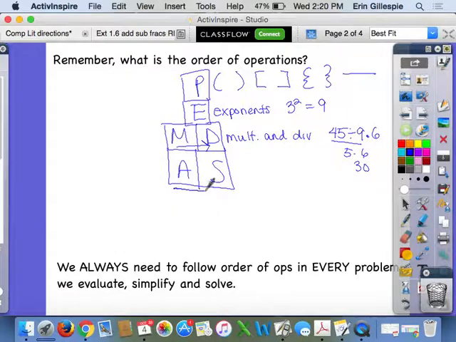And then same thing for adding and subtracting. It's not always adding first and then subtracting. It's whatever comes first from left to right. So if you have 7 minus 4 plus 9, you do 7 minus 4 first. Then add 3 plus 9 to get 12.